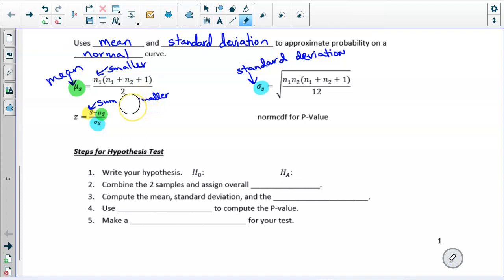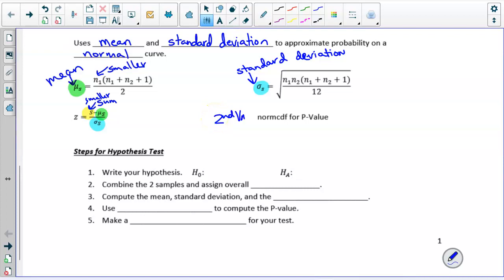I don't want to say it like that. It's the smallest sum. You'll see in a second. So I should have just put smallest sum, the smaller sum. Okay. You can use norm CDF, which you find by going to second vars. So second vars, norm CDF, and you can find the p-value, okay?